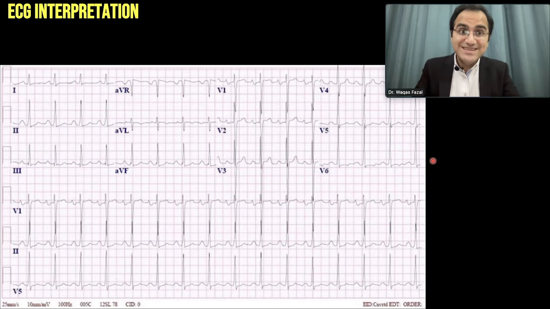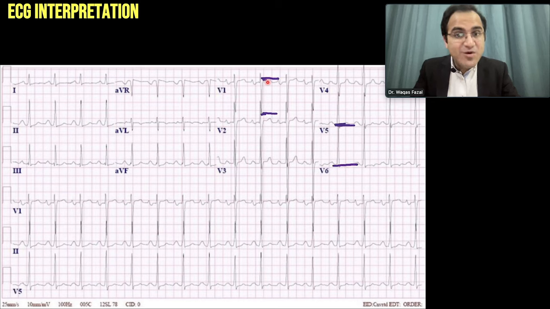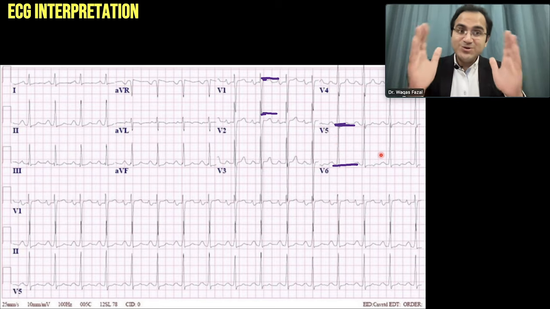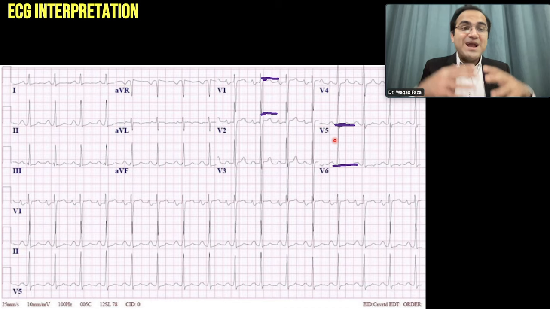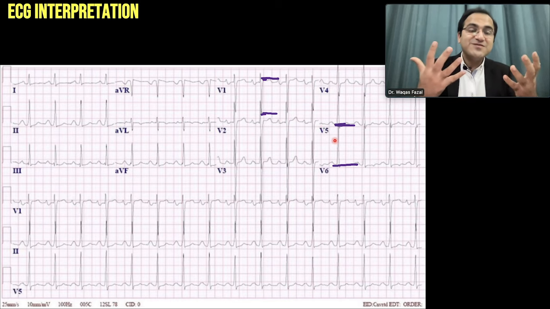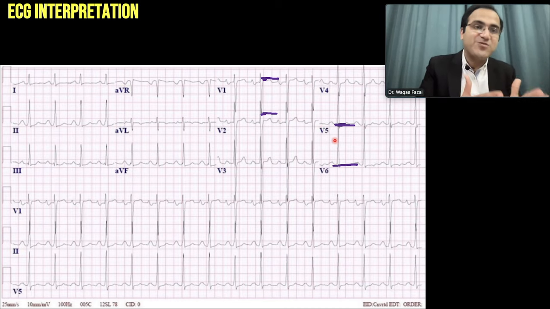Now let's look at this ECG. In this ECG, we have the deepest S wave in V1. This is the deepest S wave, and we have the tallest R wave in V5. What you should do is pause the video, solve this ECG, calculate the R and S, add them up, and if the sum is greater than 35, this is left ventricular hypertrophy.